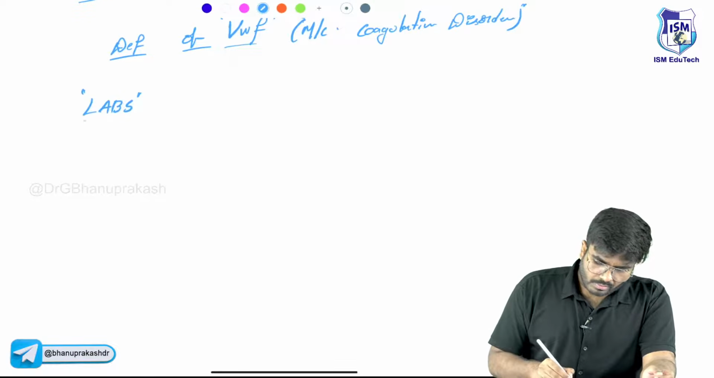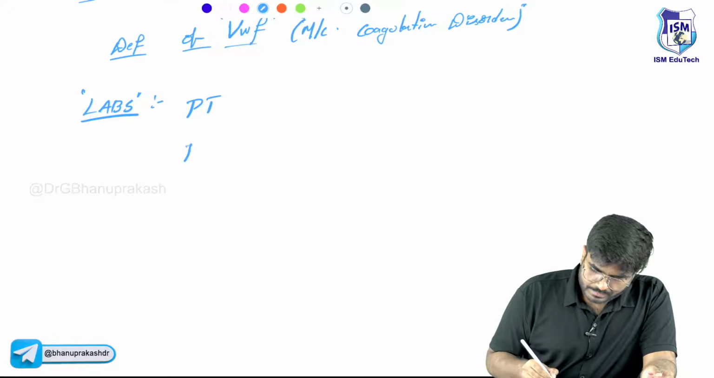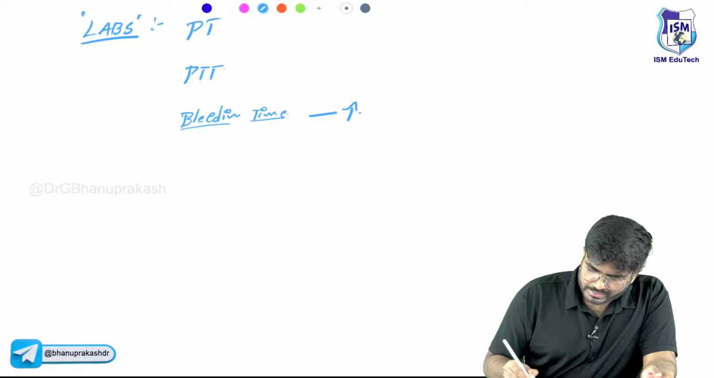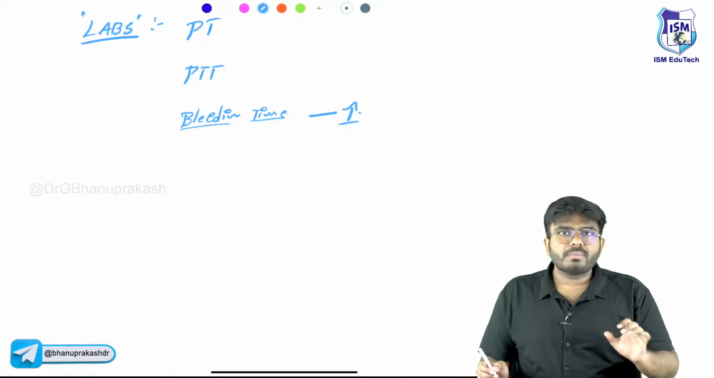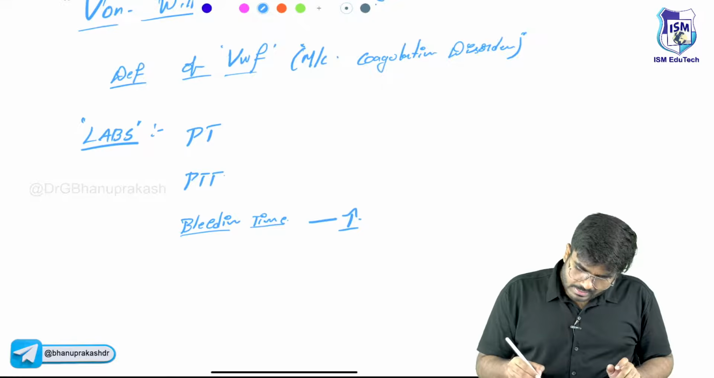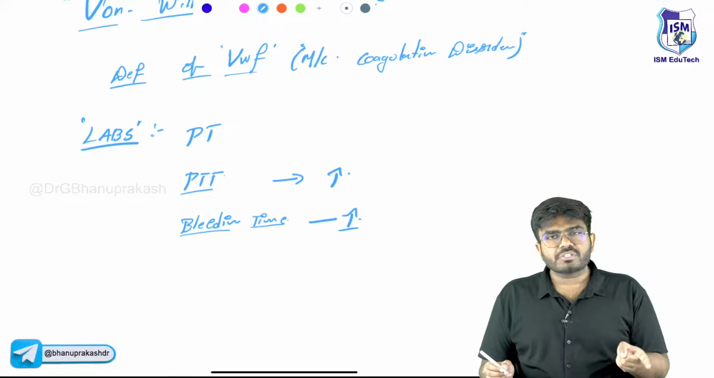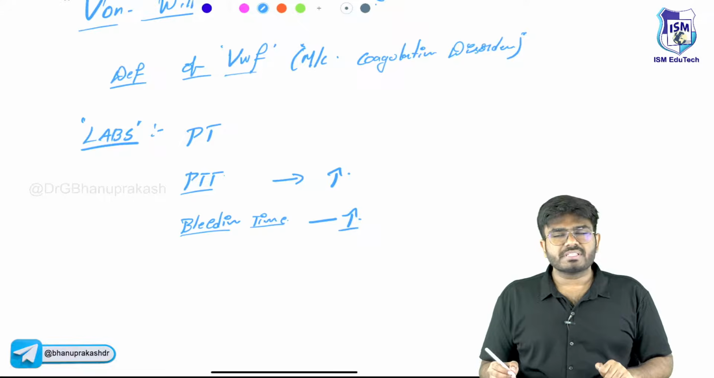So what is seen in the labs: PT time, PTT time, and bleeding time. Bleeding time is going to be elevated because the platelets are not getting adhesion. Von Willebrand factor is less, so platelet adhesion is going to be impaired, and automatically bleeding time increases. Next, PTT time is also going to be elevated. Now students will have a doubt: why? PTT is a measure of the intrinsic pathway.